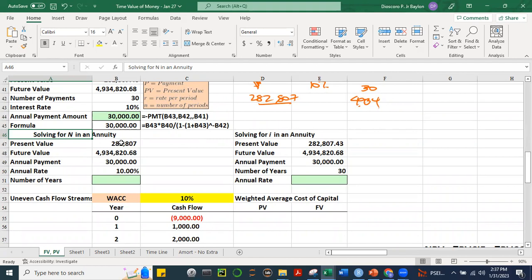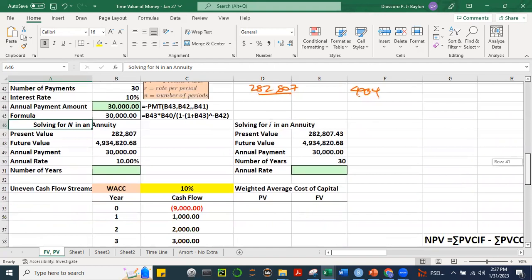So we're given these equivalent cash flows. The present value is 282,807. The future value is 4.9 million, which we computed last time. And then the annuity is 30,000. This is an ordinary annuity. The question is, how many years will this investment take?